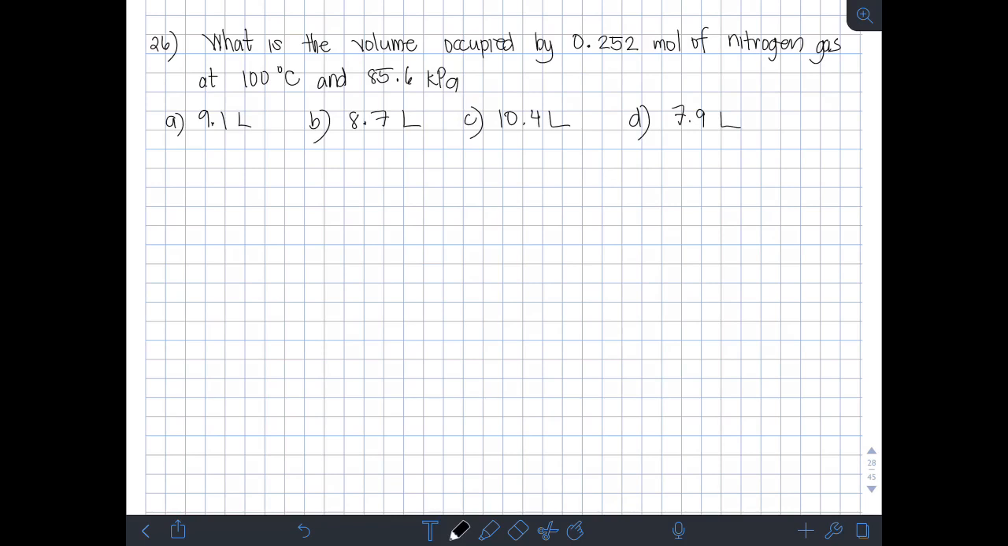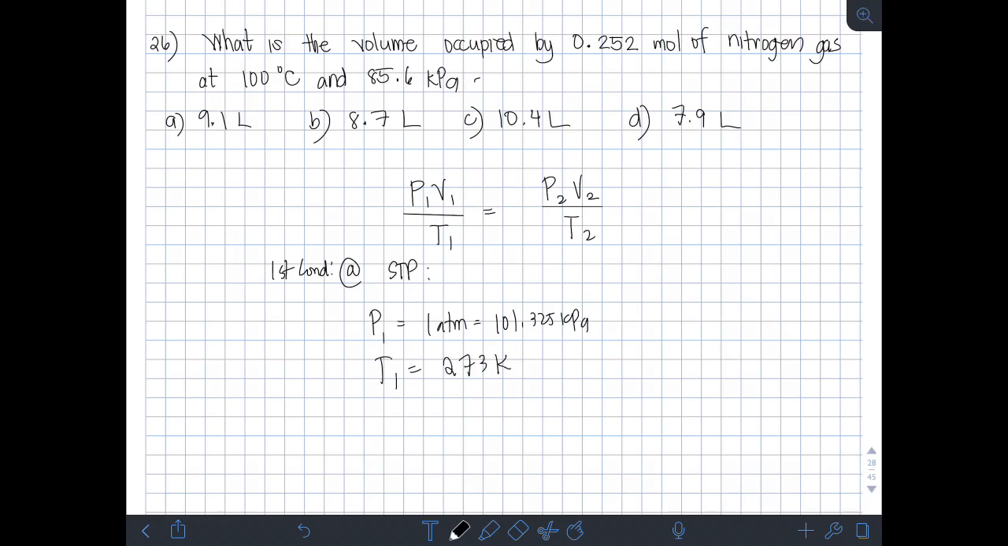So, gamitin natin dito yung combined gas law. Pwede natin gamitin yung formula na P1 V1 over T1 is equal to P2 V2 over T2. Kung saan, yung first condition natin is at STP. So, at STP, ang pressure natin ay laging 1 atm, right? Or, dahil given natin is kilopascal, equivalent sa 101.325 kilopascal. Then, for the temperature, lagi siyang 273 Kelvin.